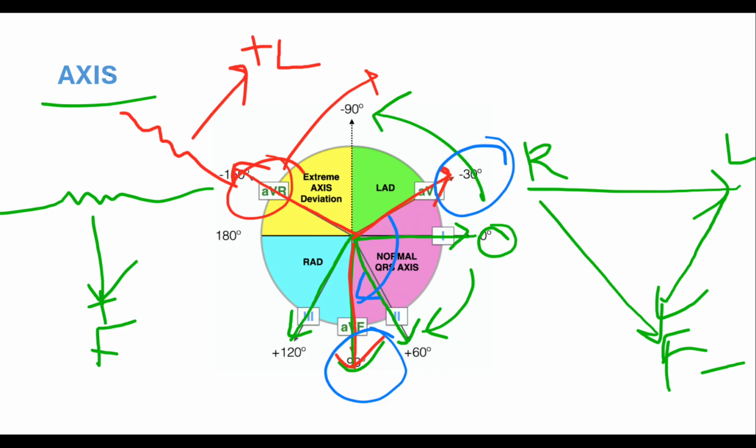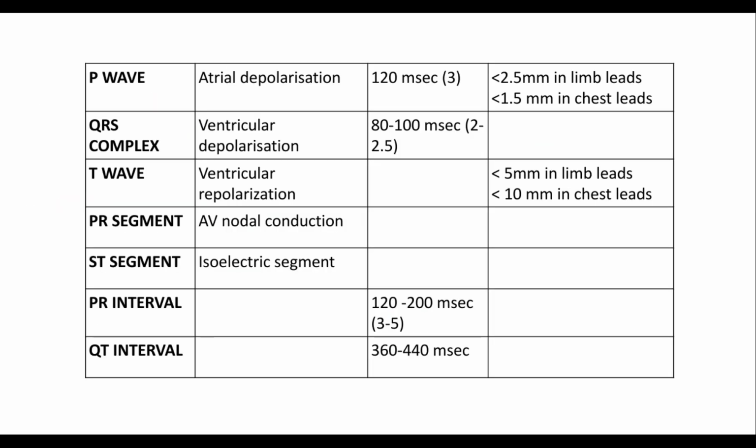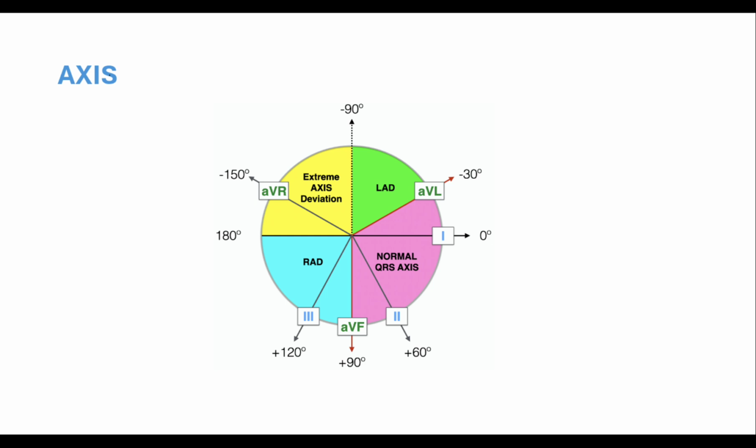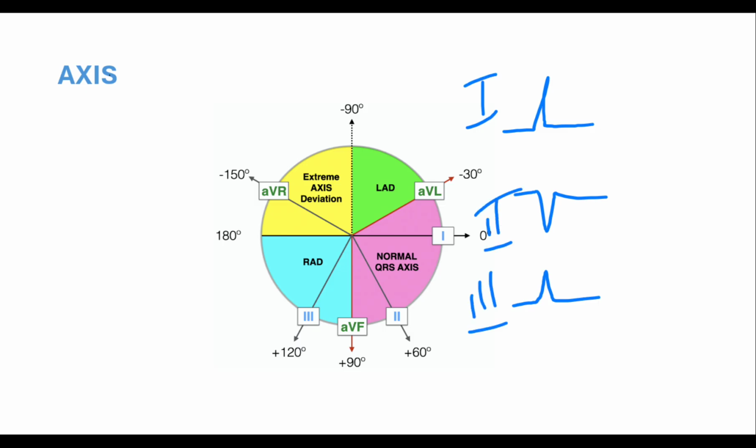Now we'll see when we say there is left axis deviation and when we say there is right axis deviation. Suppose we are calculating the axis like this. We are seeing lead 1, lead 2, and lead 3. I'm giving you an example. Either you can look at 1, 2, 3, or you can look at 1, 2 and AVF. That also is possible. Or if 2 and 3 are equivocal or you're doubtful, you can cross check with AVF. So these are the main things you see.